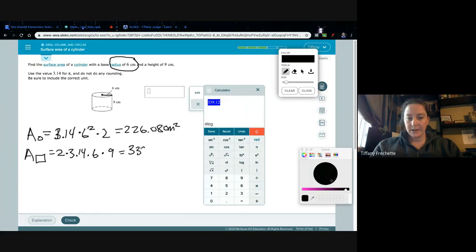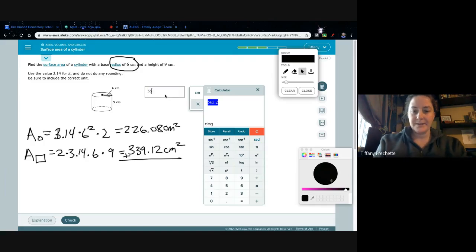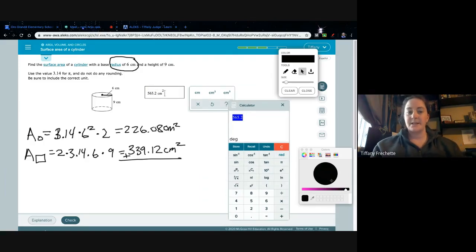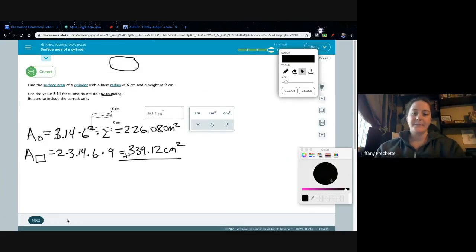339.12 centimeters squared. And I want to add both of those together, so I get my total surface area. 226.08 equals, all right, I get 565.2. Remember, no rounding, but don't forget to click centimeter squared. Check. All right, we finished another one. Yay.